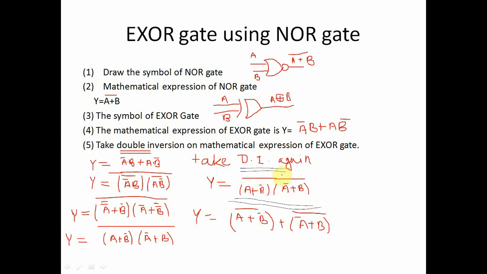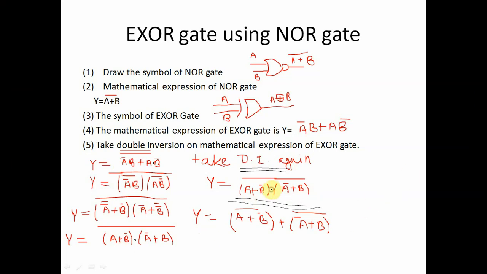Now take double inversion. Why take double inversion? Because here the multiplication sign is present between the two brackets, while inside the brackets the addition sign is present. So this multiplication is converted into addition. For that purpose it is necessary to take the double inversion method. So (A plus B bar) in the first bracket, in the second bracket (A bar plus B) bar double bar. So here we take the De Morgan's theorem.